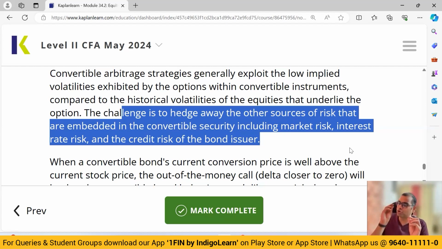If you want to be exposed only to the option value, which is determined by the implied volatility, how will you eliminate all other factors? Even if you do, by selling equity or selling some other bond of the same company, it is still very, very difficult. If you do too many things, the trade becomes complex, and because it is complex, liquidity also becomes a very difficult task.